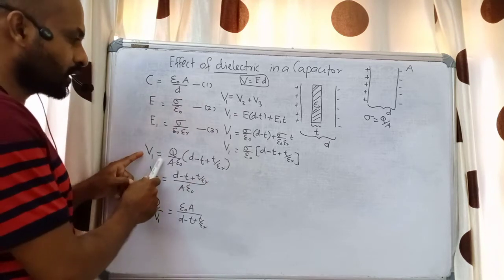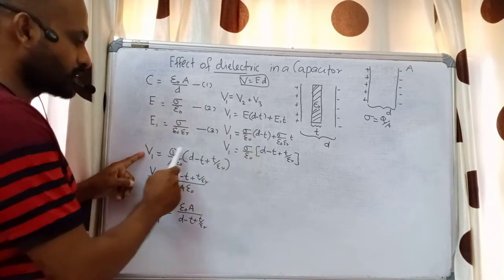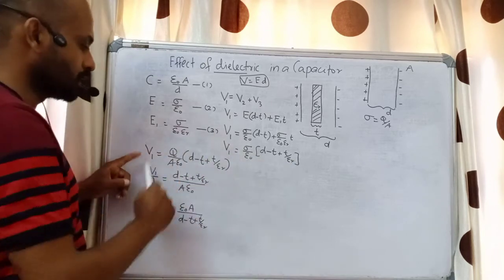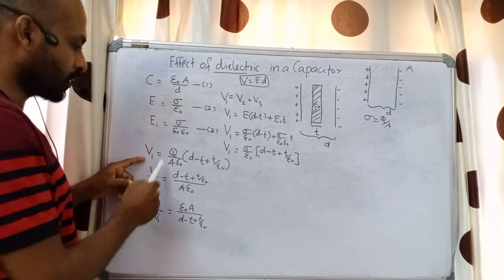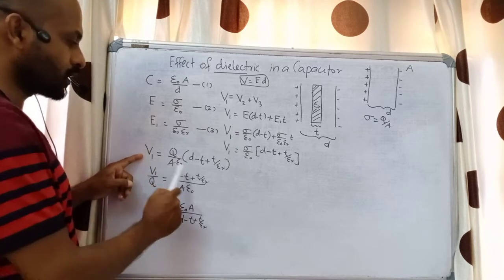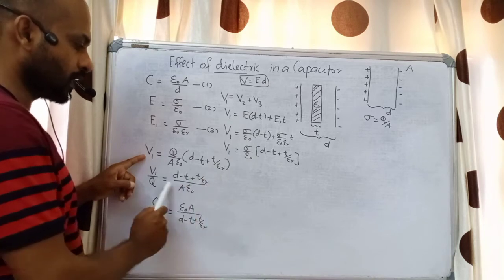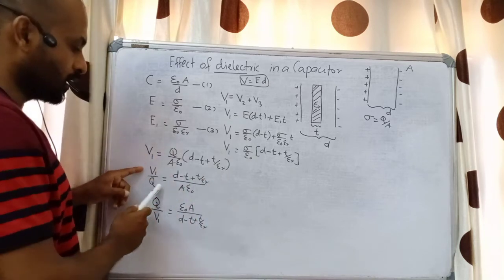So to get this equation, what have I done? I have substituted sigma is equal to Q by A epsilon 0. No other change for the numerator terms. Now brought Q here, cross multiplied here. V1 by Q is equal to, in numerator we have D minus T plus T by epsilon R, by A epsilon 0. Now taking the reciprocal.